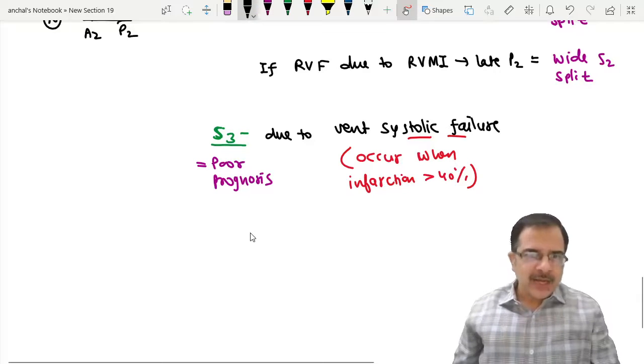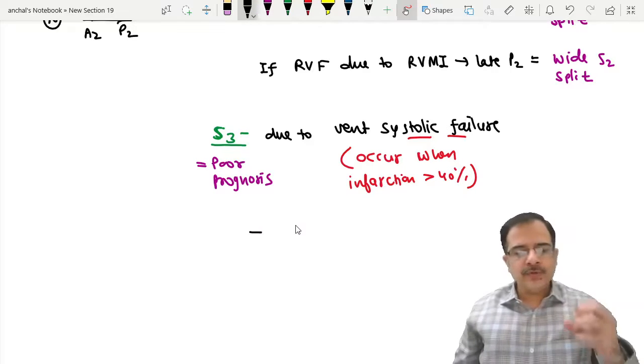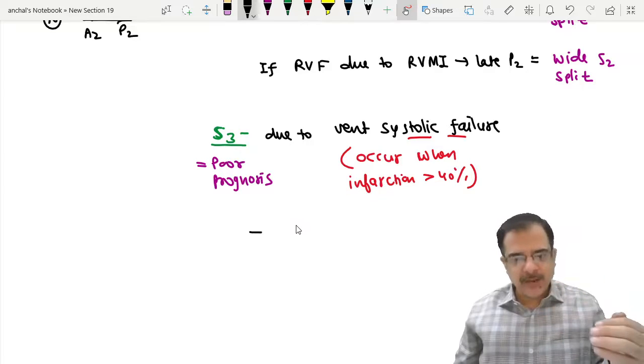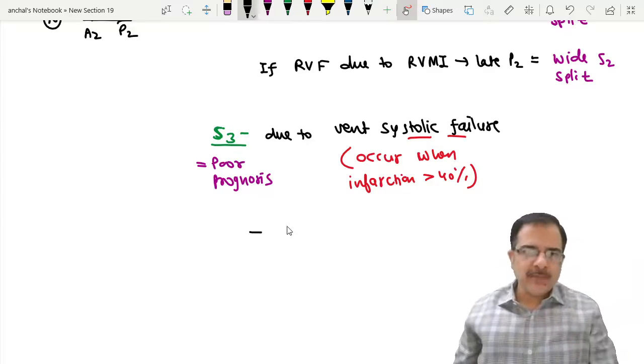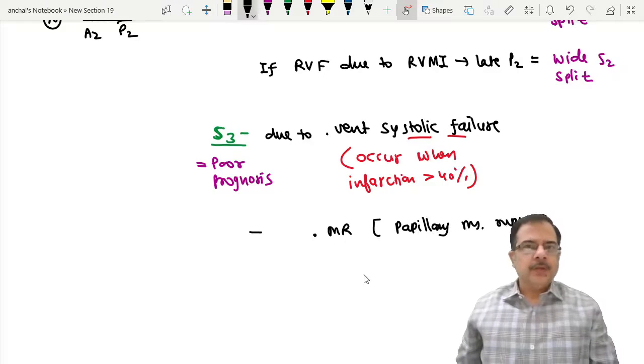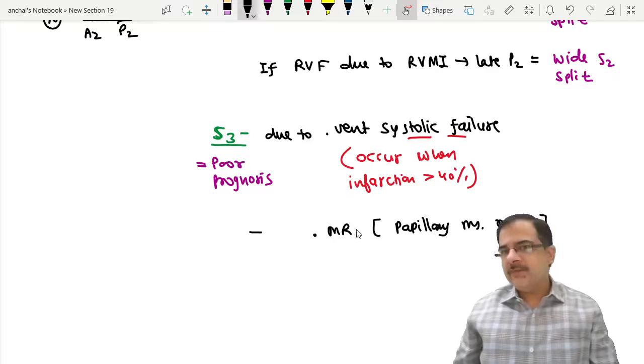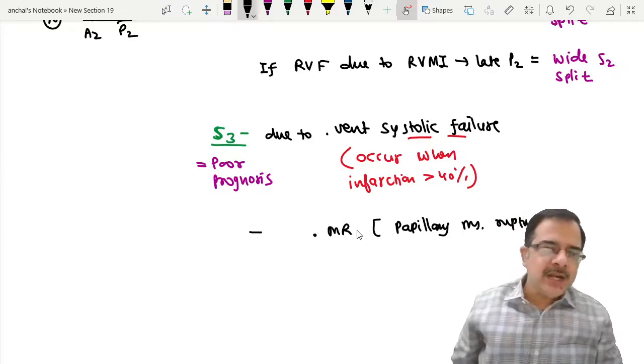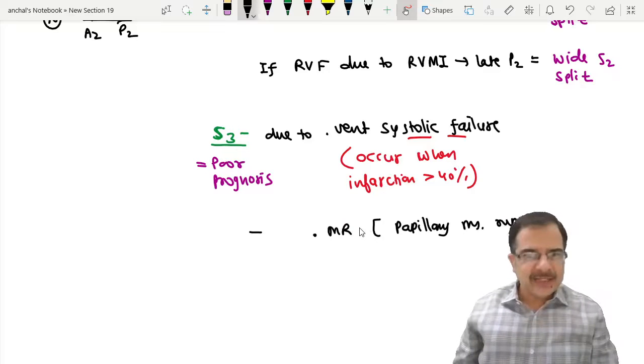The second reason for the S3 can also be the mechanical complication of the MI. The mechanical complication of the MI can be mitral regurgitation, and mitral regurgitation is due to papillary muscle rupture. So MR, all of us know this, we have done in the earlier valvular heart disease class that MR is associated with S3 of left ventricle side.